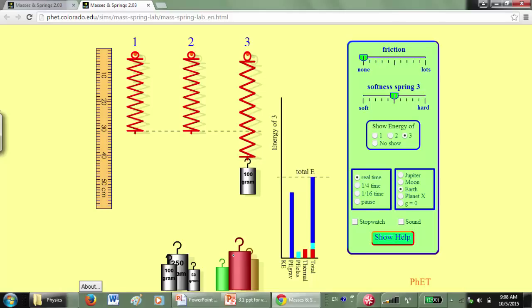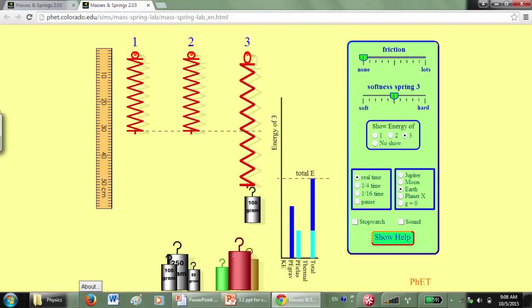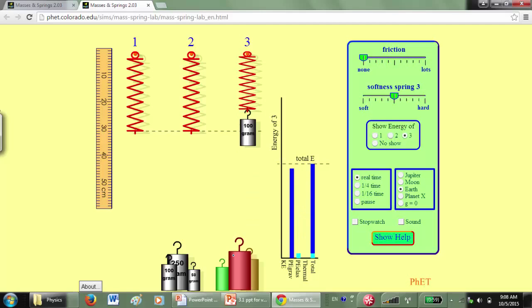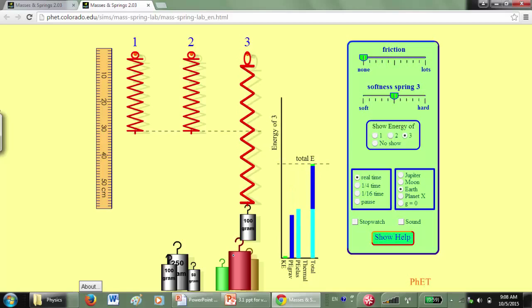We have a little bit of elastic potential energy, a little bit of thermal here because of the friction. But now I'm going to pull this down some. Our total energy in the system increases dramatically, but when I let go, watch what happens. The total energy doesn't change. What changes is how it's related within.